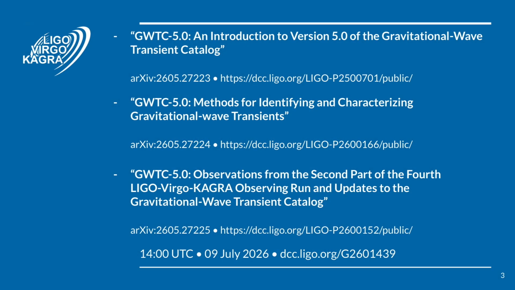So if we move on to slide 3. As Leo pointed out, today we'll be covering the 3 core papers. That's the introduction to version 5 of the Gravitational Wave Transient Catalog, the methods for identifying and characterizing events, and then observations from the second part of the fourth observing run.